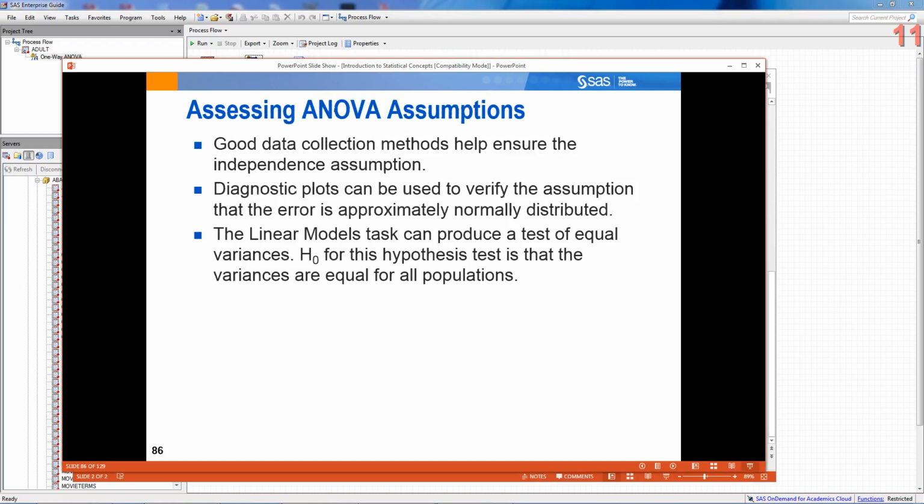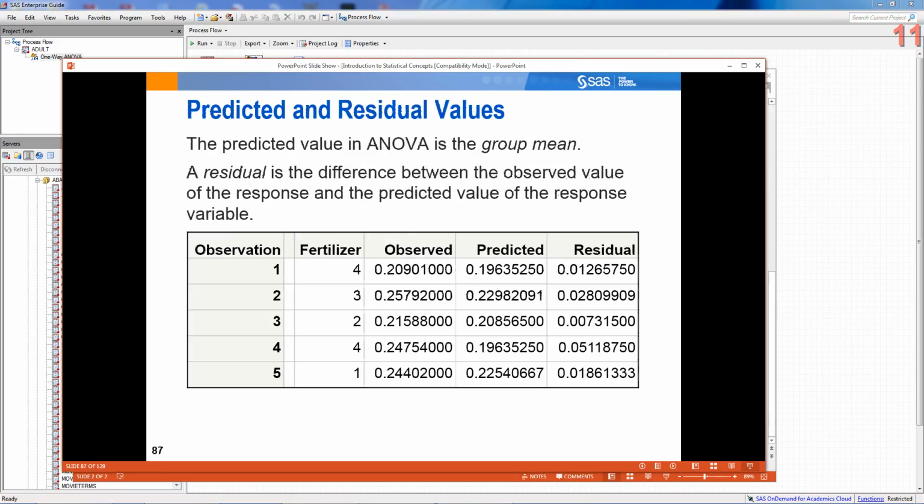Now of course we want to make sure these assumptions are valid and supported. If you have a good data collection method, then you can be assured of the independence assumption, and you can create diagnostic plots to figure out if the error terms are approximately normally distributed. And also we want to make sure the variances are equal across each group.